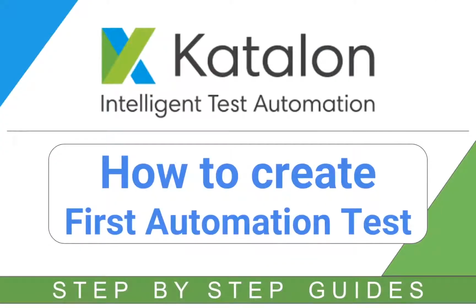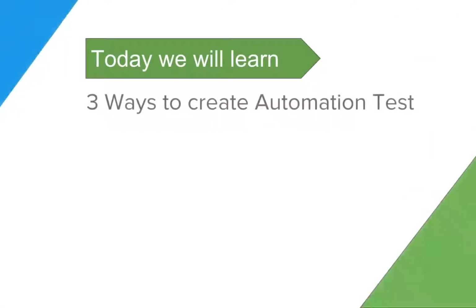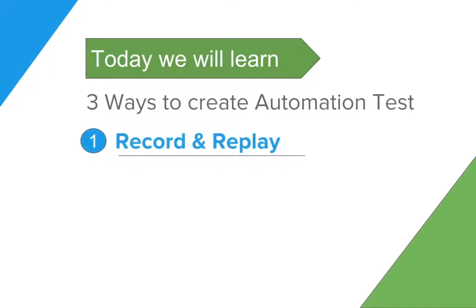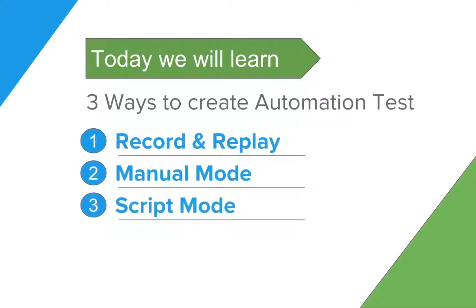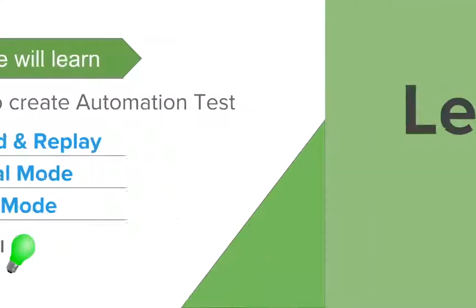Automation test in Katalon Studio. So in Katalon Studio, there are three basic ways of creating your test case. You can record and replay, you can use the manual mode, and then there is a script mode. Let's get started and look at all these three modes.